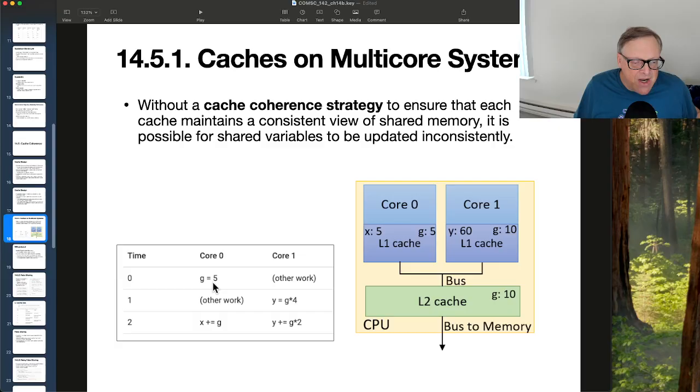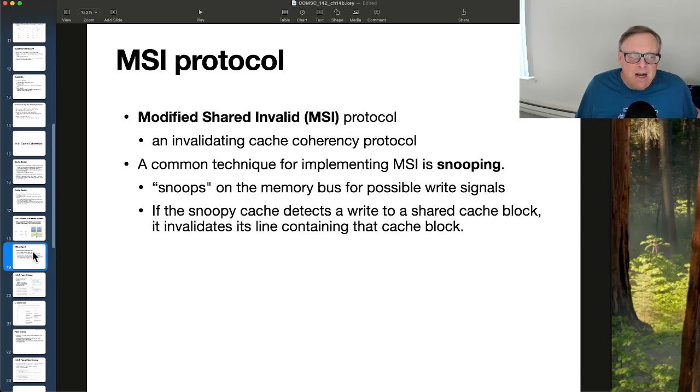Here's an example. This sets g equal to 5. Other things happen. This one sets g times 4. They do various calculations, and core 1 does other things. They're both changing this variable, and so that's a problem. If you don't have a cache coherence strategy, you're going to lose control here. These programs are going to have different copies of this variable with a different value, and you're going to get the wrong value added up there.